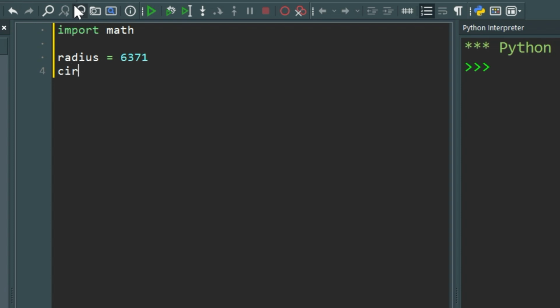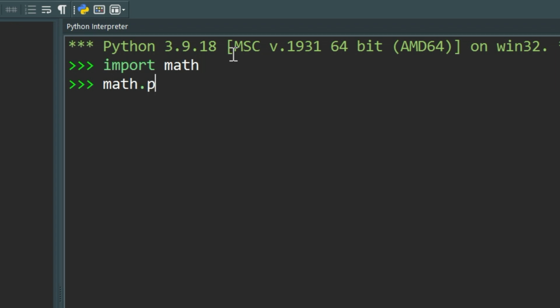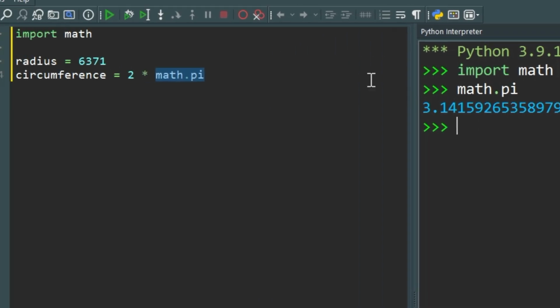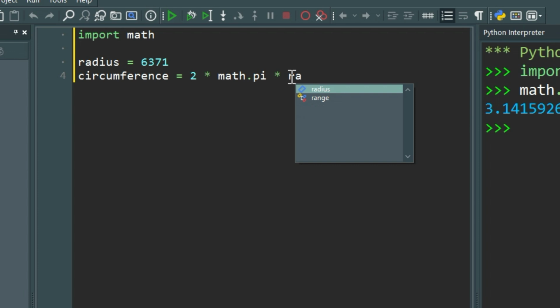And to get our circumference, the formula is 2 times pi. So we have math.pi, and this is our constant. If I head over to the interpreter window and I import math over here, and then I print math.pi, we can see we get pi. Go back over to our equation, we then multiply that by the radius.